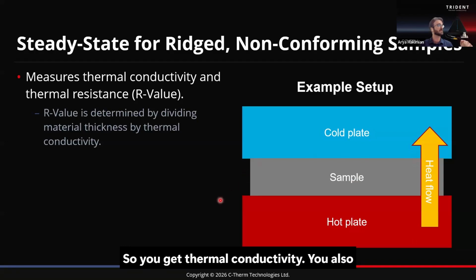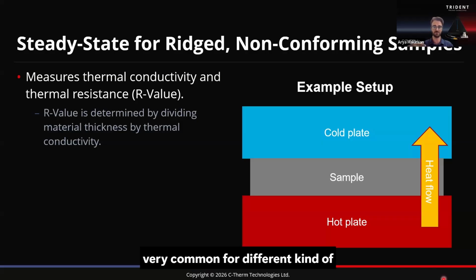So you get thermal conductivity. You also hear of thermal resistance, or R value, as being referenced oftentimes as a performance output. Again, if you're unfamiliar, thermal resistance is just the thickness of the material divided by the thermal conductivity, which can also be standardized to specific thicknesses. Very common for different kinds of construction. You'll see it referenced for various insulation type samples as well. So certainly one way of doing it.